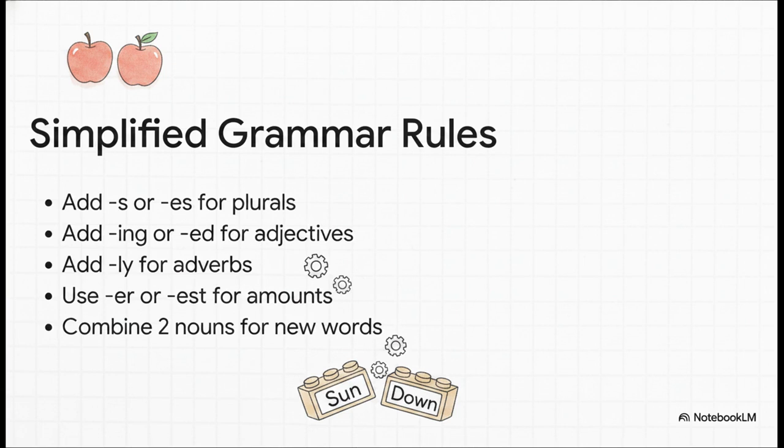By simply adding an S or ES, you create plurals. Add an ing or ed, and boom, you've instantly transformed a verb into an adjective. Add an ly, and your adjective becomes an adverb. You can even smash two simple nouns together to make a brand new word, like taking sun and down to make sundown. It's literally like linguistic Lego.